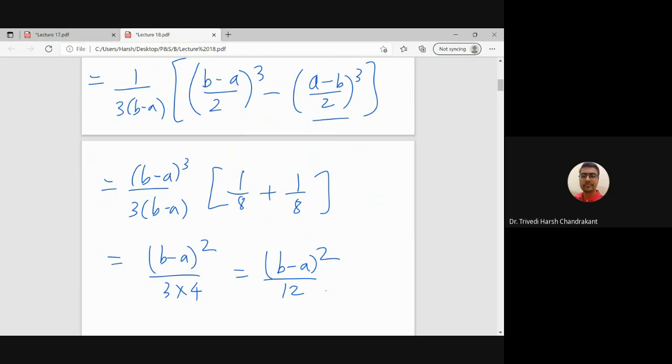So what did we find? We found the variance of the uniform random variable over the closed interval [a, b]. And what is the standard deviation? It is positive, right? b minus a is anyway positive because the interval is a to b. So (b minus a) by square root of 12 is the standard deviation in this case. Okay.